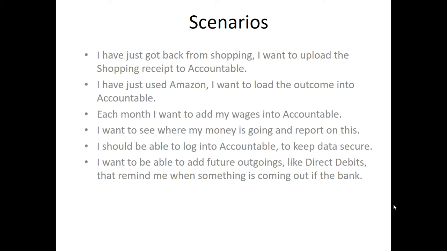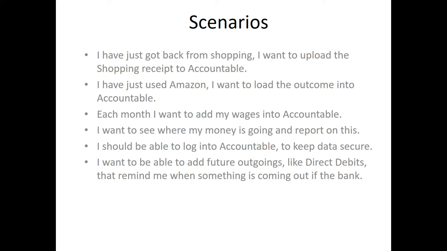Each month I want to add my wages into Accountable, so I have to go in again. I go in there and add my income. I want to see where my money is going and report on this. So I'm thinking of outcome in terms of your outgoings. Where am I spending money? Where am I spending it on bills? Am I spending it on shopping? Am I spending it on travel? So what types of things am I spending it on?